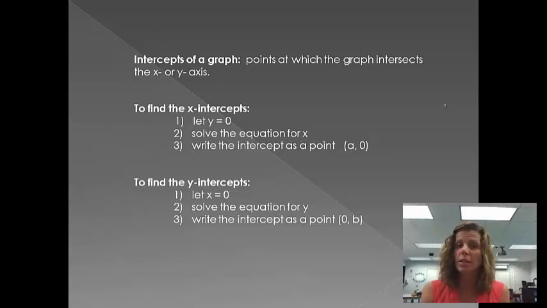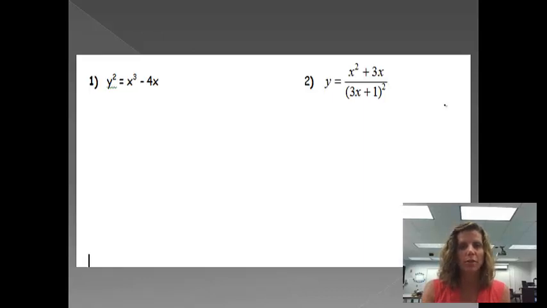To find the y-intercepts, you're going to let x equal 0. You'll then solve the equation for y and write the intercept as the point (0, b). So let's do a few examples.